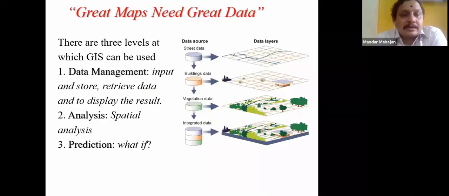So there are 3 levels at which the GIS can be used. First is the data management. Now where does this data come from? The data is coming from different sources, and only the needed data is to be stored, the data retrieved, and the results displayed.